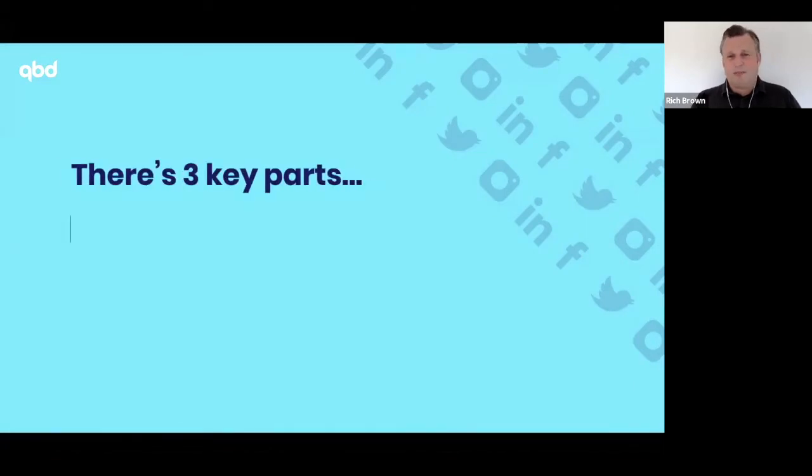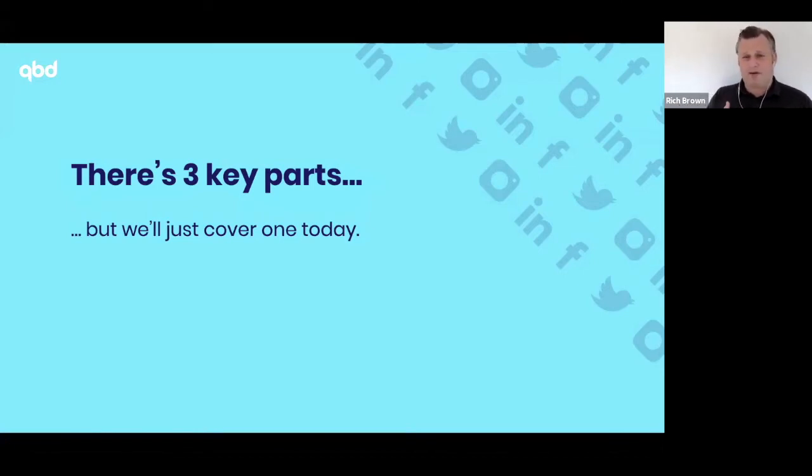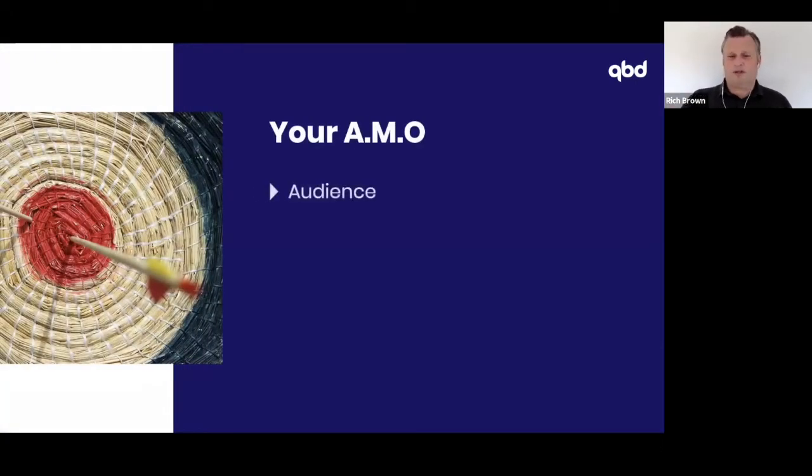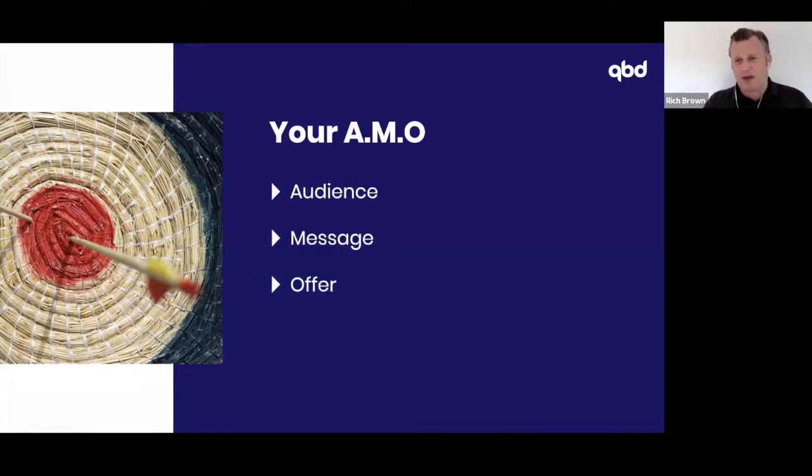So there are 3 key points to running an ad, but because of the time, we're only actually going to go through one of those today. There are three key areas when you're starting to structure an ad. And those 3, it's all about what's referred to as your ammo. So it's your audience, your message, and your offer. The audience is the one we will cover today, so I'll skip that one out for now.